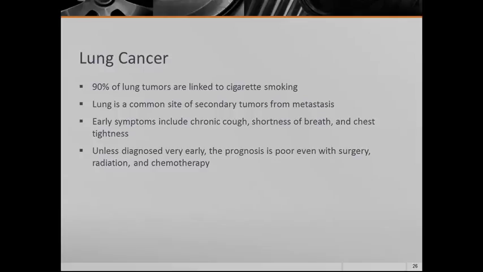The early symptoms include chronic cough, shortness of breath, and chest tightness. Some other symptoms that are longer term are atelectasis and hemoptysis. Unless it is diagnosed very early, the prognosis is poor even with surgery, radiation, and chemotherapy.